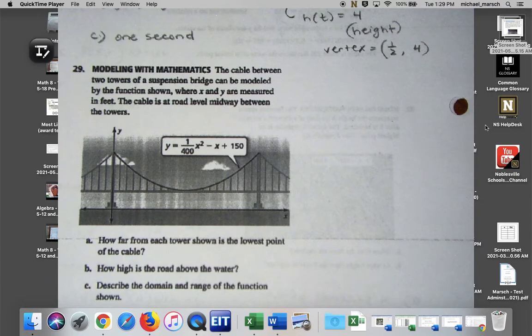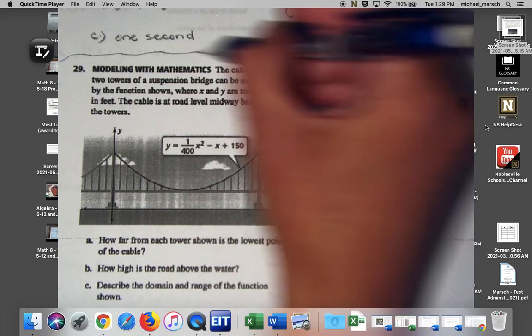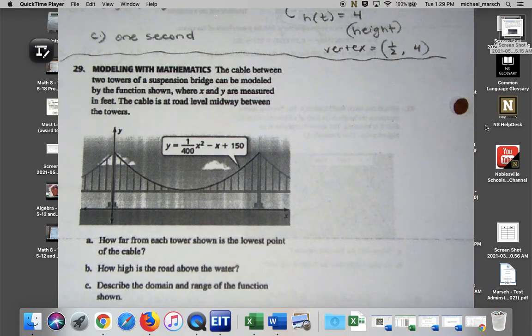Okay, we have another bridge here. This one's slightly easier to see. Let's draw little squiggles here so we don't get the 2 questions mixed up. The cable between 2 towers of a suspension bridge can be modeled by the function shown, where x and y are measured in feet. The cable is at the road level midway between the towers. Cool. All right. We just need to find our vertex.